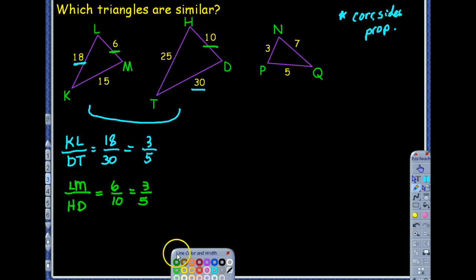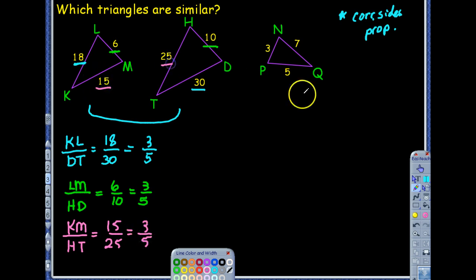Okay, so then let's check the middle one. KM is going to correspond with HT. KM is 15, HT is 25, and dividing both by 5, we get 3/5. So these sides are all proportional because they're all the exact same ratio. So I know that those two triangles are similar. Since they all have the same ratio, they're proportional, so we can go ahead and say these triangles are similar.